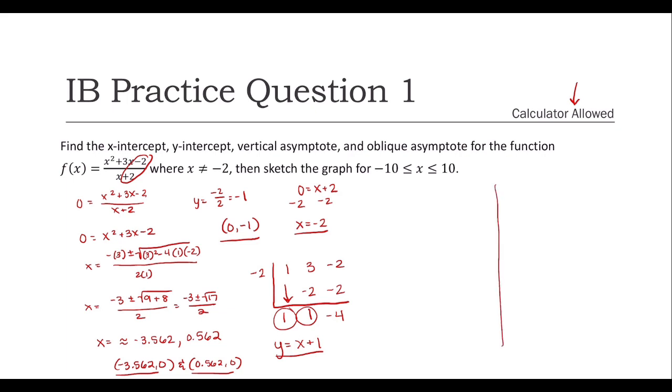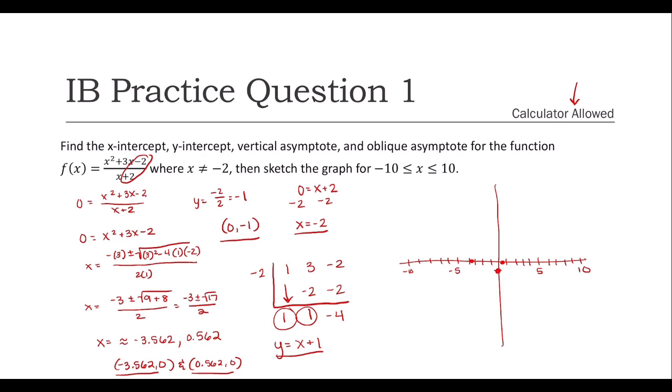Then we'll go ahead and sketch the function from negative 10 to 10. So negative 10, 9, 8, 7, 6, negative 5, 4, 3, 2, 1, 0, and then 1, 2, 3, 4, 5, 6, 7, 8, 9, 10. So we have a point at (negative 3.562, 0). So that'll go here. And then at (0.562, 0). At (0, negative 1).